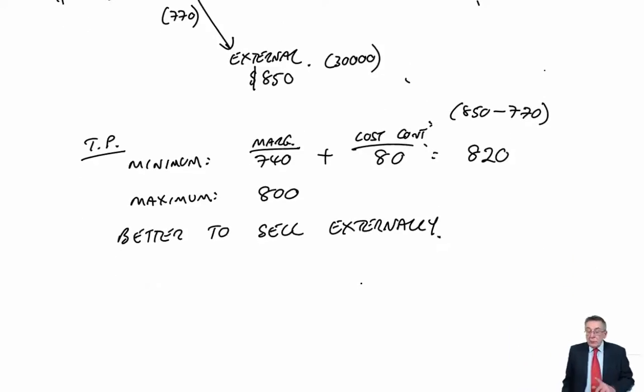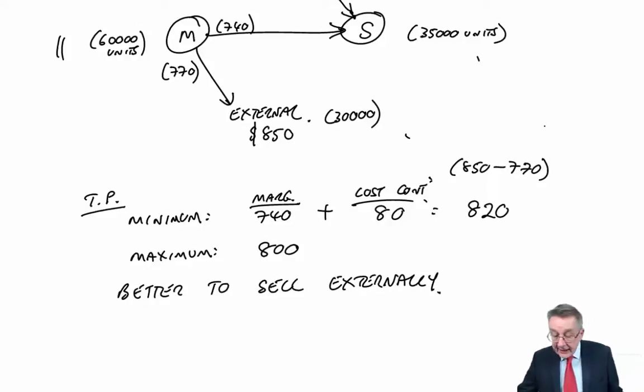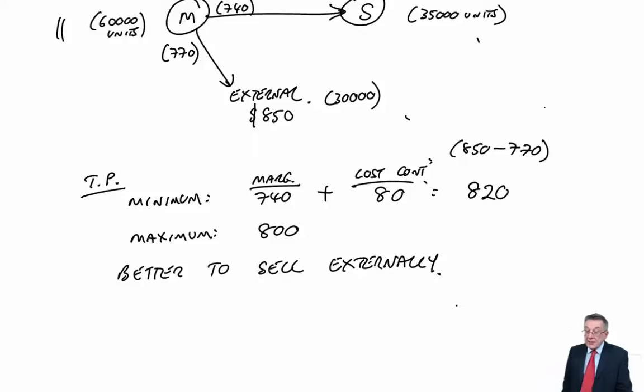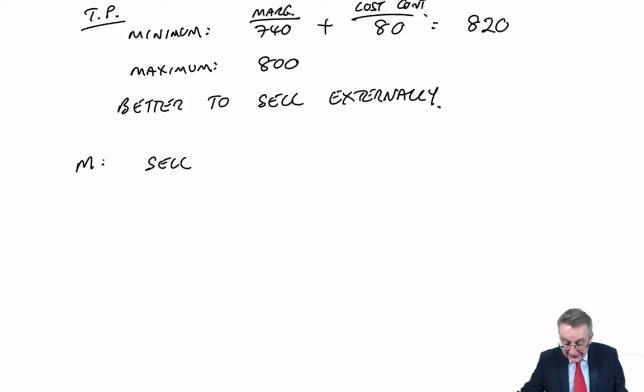Now we're not quite there, because that would be the end of it if they could sell everything externally. You see, M is capable of making 60,000 units. If they could sell all 60,000 externally, they should. It'd be better for the group, and S should buy theirs externally at 800. However, there's one other problem. They can't sell everything externally. The maximum they can sell externally is 30,000. And as we've just said, it's better to sell externally when they can. And so, in fact, what M should do, they should sell as many as they can externally, which is what? 30,000.